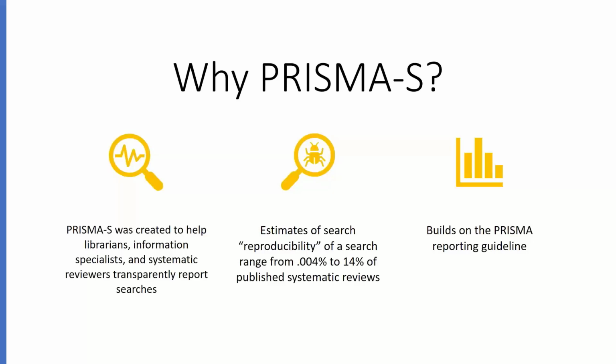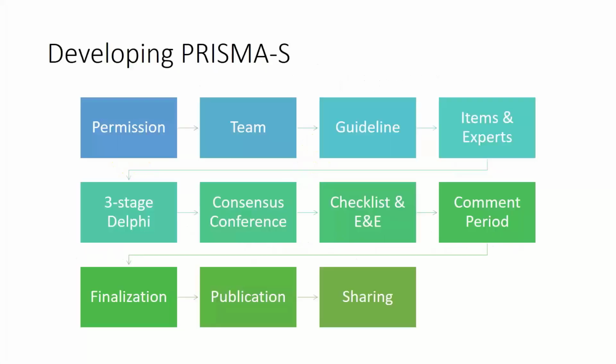We really wanted to help build this consensus by creating a tool that librarians, information specialists, and systematic reviewers could use to transparently report their searches and make sure that they were including all of those important components. We also really wanted to tie it to the PRISMA guideline. As you know, PRISMA is one of the most widely used reporting guidelines. It has a lot of name recognition, and it's been a really important contributor to the transparency of systematic reviews overall. And so we wanted to be affiliated with that.